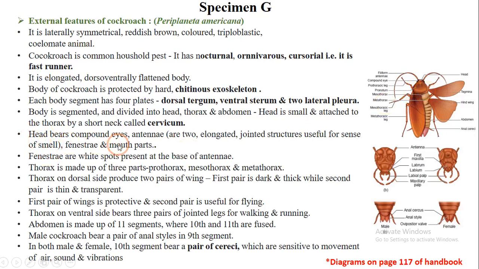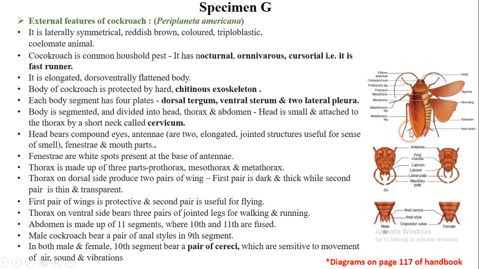Now the head bears 2 compound eyes, and there will be 2 antennae which are present, and then the fenestrae. What are fenestrae? Fenestrae are the 2 white spots which are present at the base of the antenna. And of course, it will have the mouth parts. Now let us see the thorax region. The thorax region is made up of 3 parts: the prothorax, the mesothorax, and the metathorax.